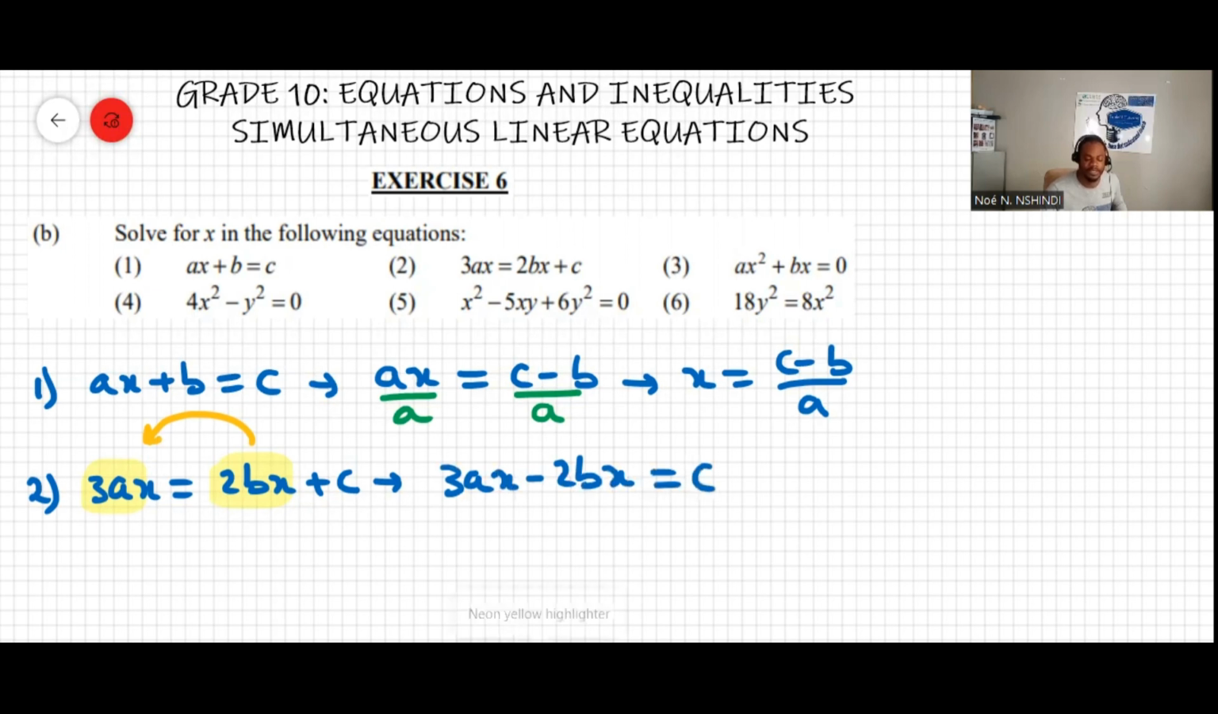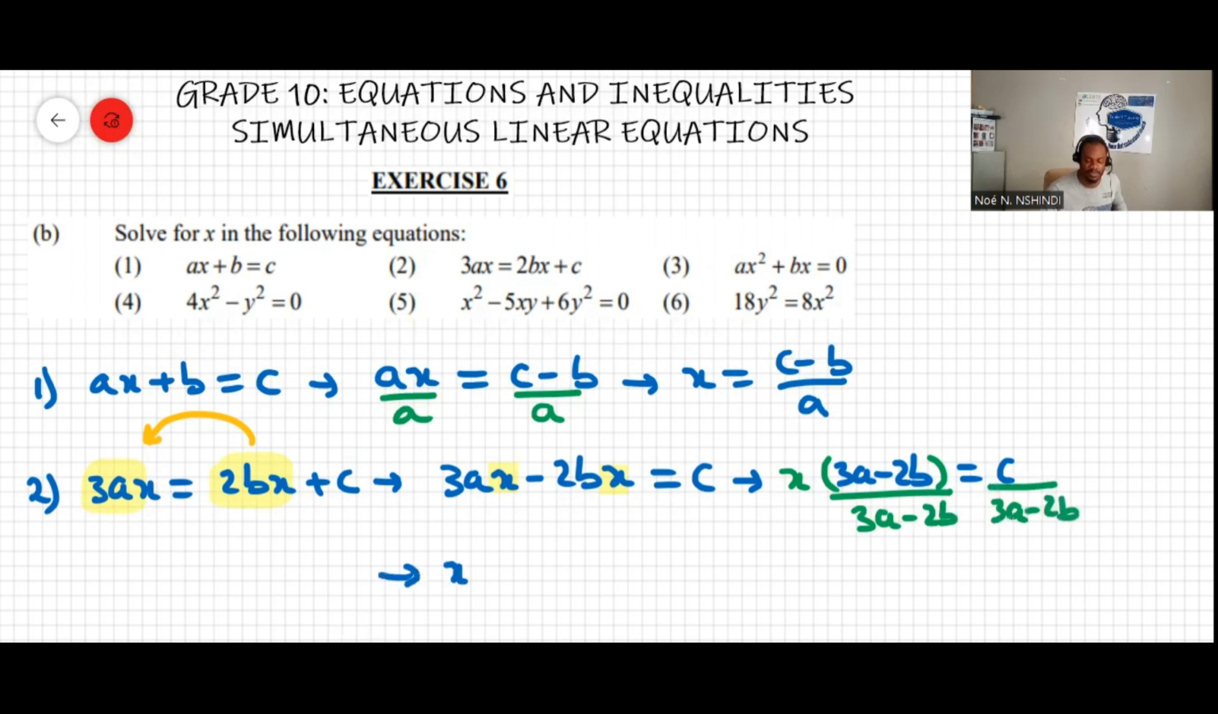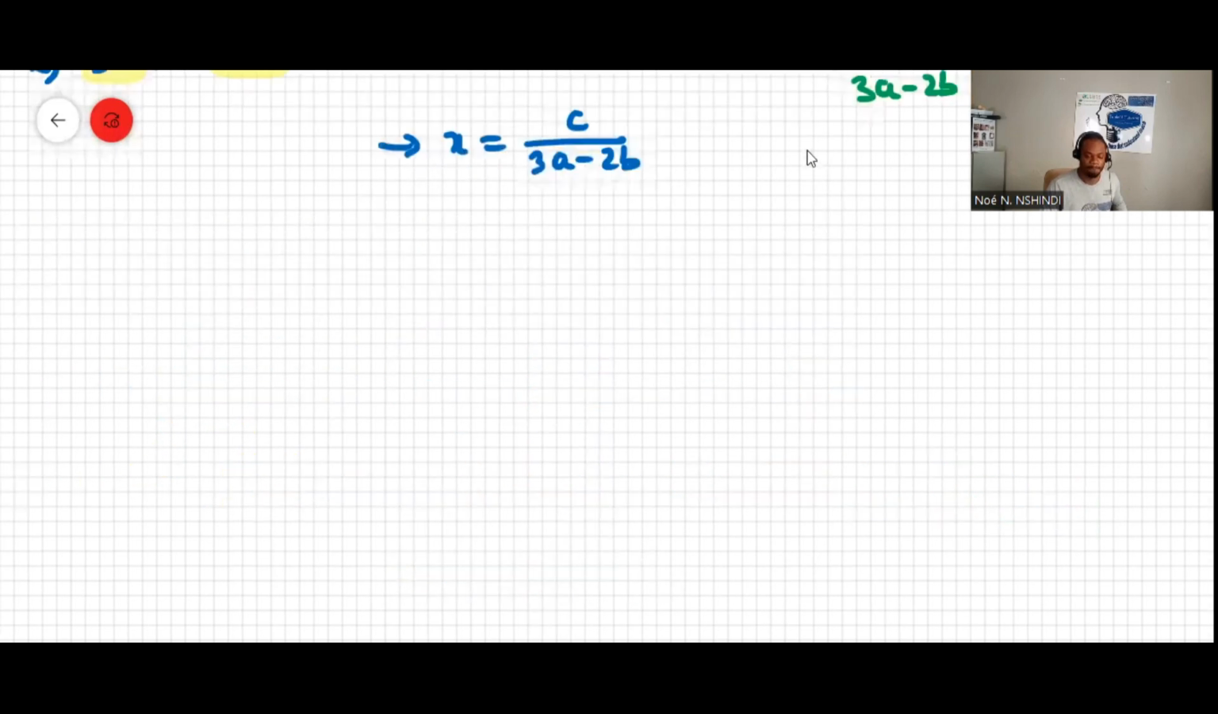Then we can take X as common factor because it is the common factor here. So I can take X out as common factor, and then this is equal to C. So in the bracket, it will be 3A minus 2B. Now to get the value of X, we divide here by 3A minus 2B, and then also by 3A minus 2B. Now we can get the value of X, which is equal to C over 3A minus 2B. Okay, that's question 2.